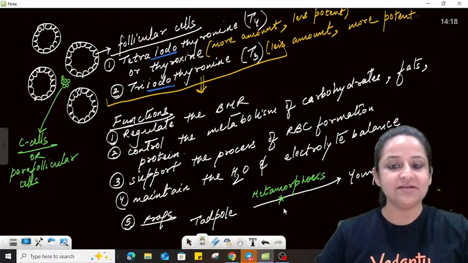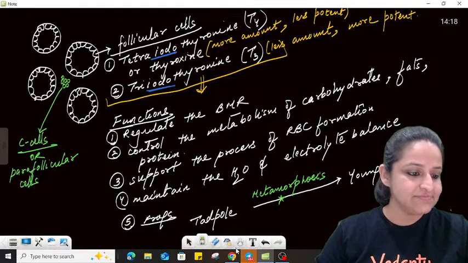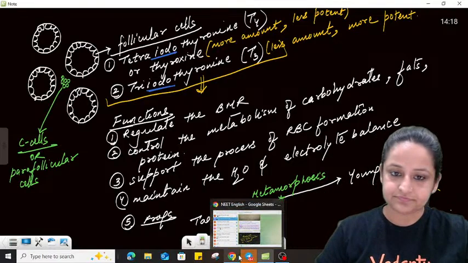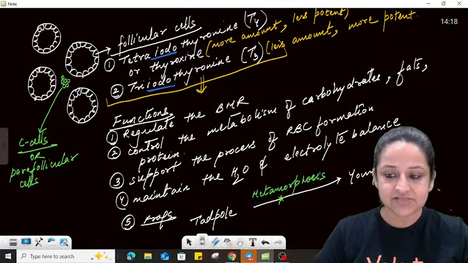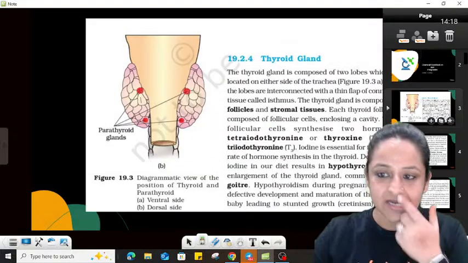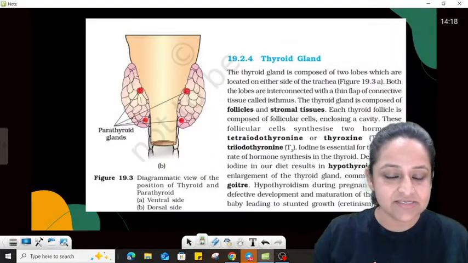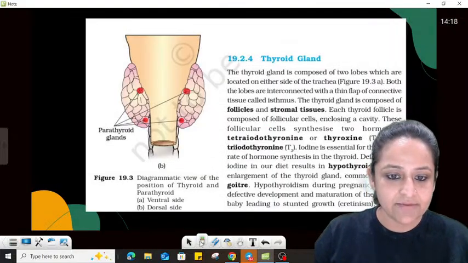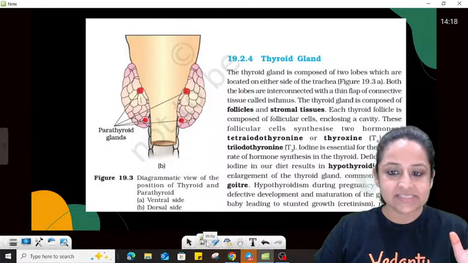I hope this part is clear to everyone. Yes. I hope this part is clear to everyone. So let me quickly move you through what NCERT is saying. See, this is what NCERT says. This is the same story. We have already discussed this.